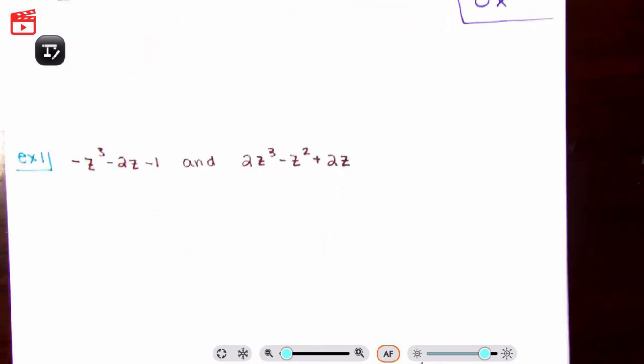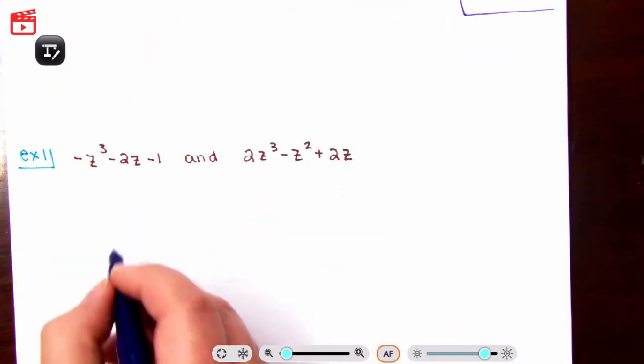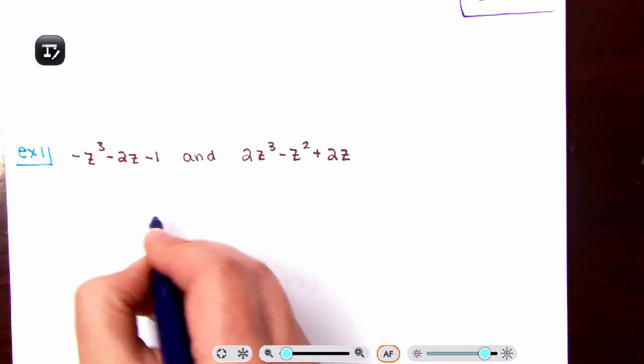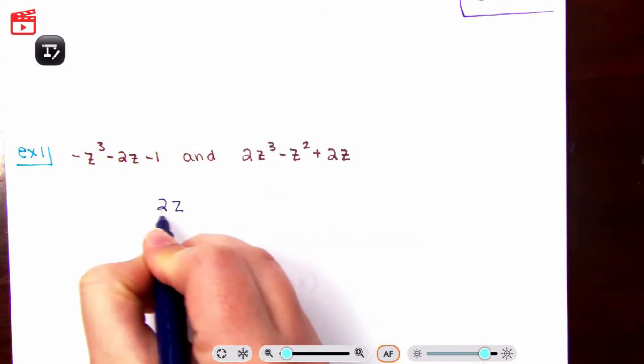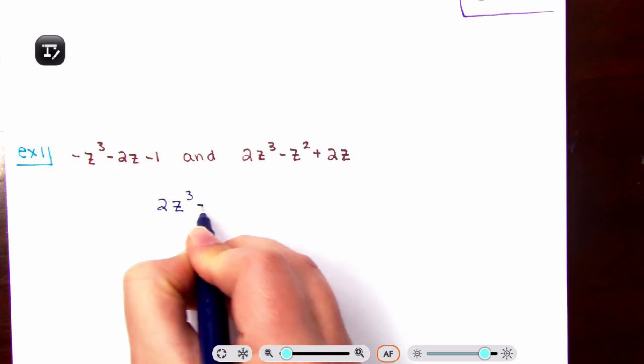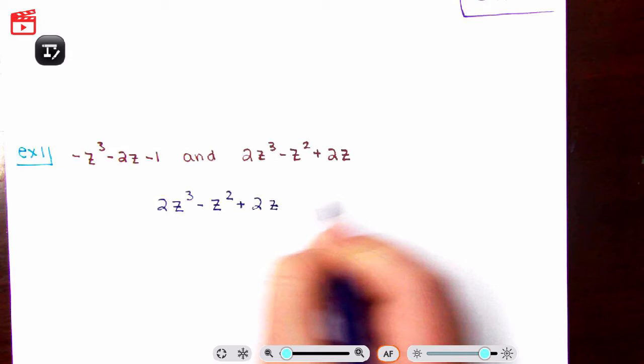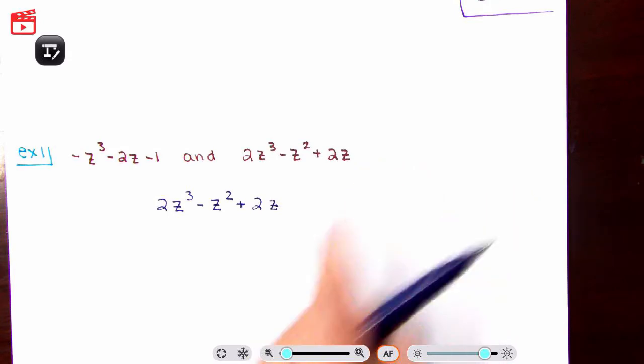Let's do another example. Let's take both of these, and it doesn't really matter which one you put on top, which one you put on the bottom. So let's take the second one and put it on top: 2z cubed minus z squared plus 2z. And notice that I'm missing the constant, just the number.